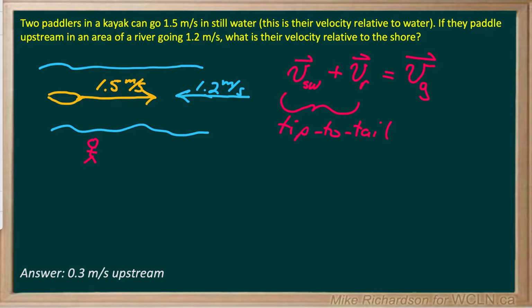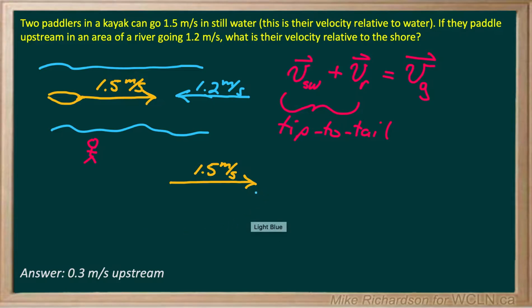Doesn't really matter what order we do it in. Let's start with our 1.5. I've got 1.5 meters per second. I'm going to commit to a certain length there. Now at the tip of the 1.5, we're going to start our next vector, which is the river velocity, opposing it. So I'll stick to my color coding. The river velocity starts here and goes back in the same direction. Now try and keep some sort of scaling. So 1.5 is clearly a longer vector than the 1.2.